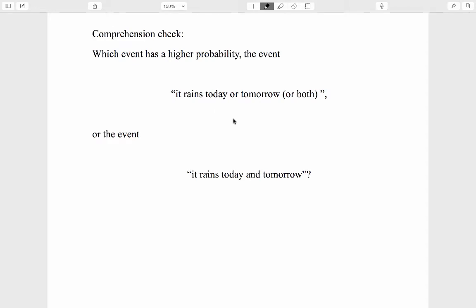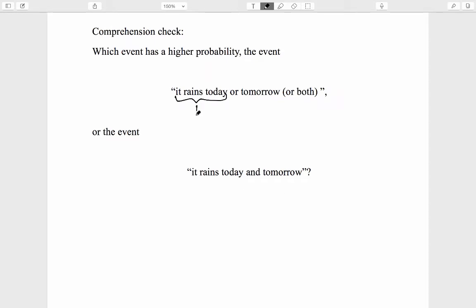As a comprehension check before we move on, let's think: which event has a higher probability? The event, it rains today or tomorrow or both? Or the event, it rains today and tomorrow? If we call the event, it rains today, E, and we call the event, it rains tomorrow, F, then this first event here is E union F, while the second event, that it rains today and tomorrow, is the event E intersect F. In general, the union will have a higher probability than the intersection, unless they both turn out to be impossible and have probability 0.